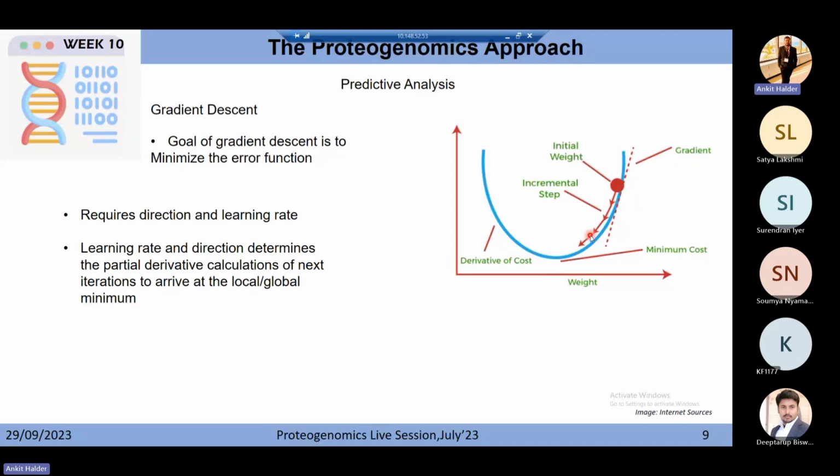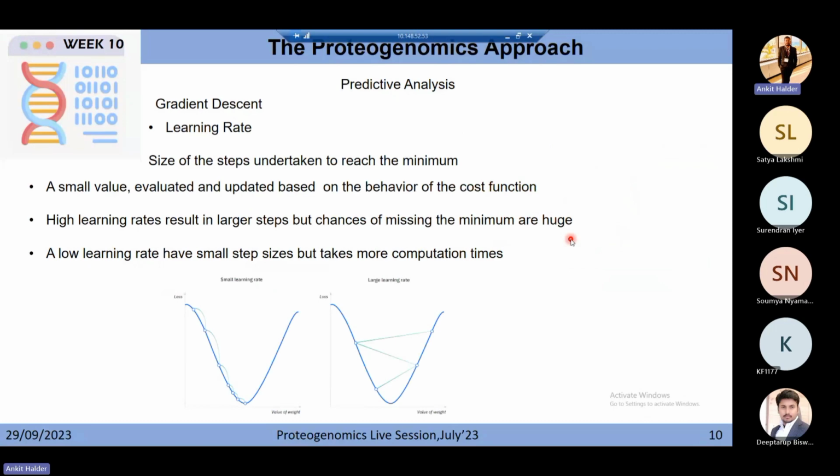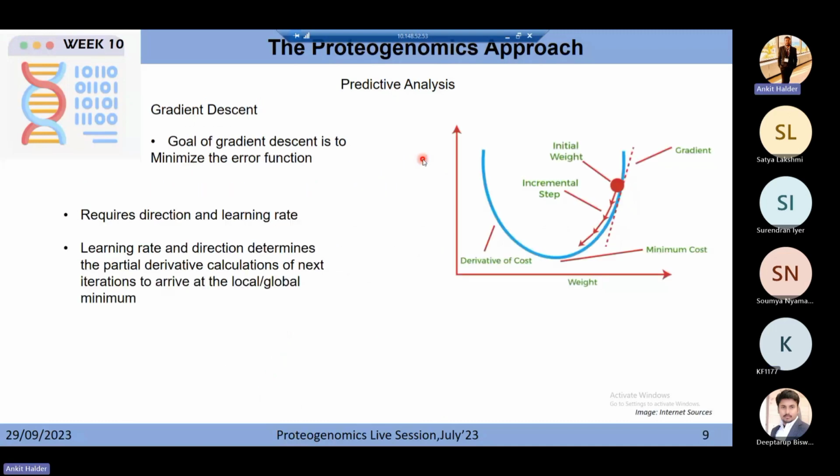Now you need to understand what kind of learning rate you would keep. Would you keep a very high learning rate or a very small learning rate, to try to find the best minimum? It is the size of the steps undertaken to reach the minimum, a small value evaluated and updated. I'm hopeful that you have understood how the learning steps are the incremental steps while coming down the weights of this particular slope.